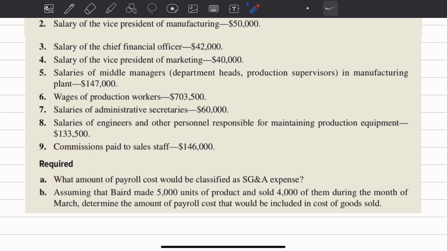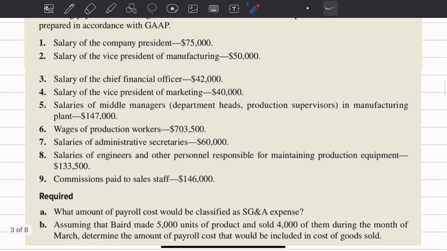A, what amount of payroll cost would be classified as SG&A expense? So selling, general, and administrative expense. Now, this is another classification exercise where we're going to go over these salaries and wages and determine which ones are directly related to the manufacturing process, so that would be classified as a product cost, and which ones are related to the selling, general, and administrative activities of the business. So these will be classified as SG&A.